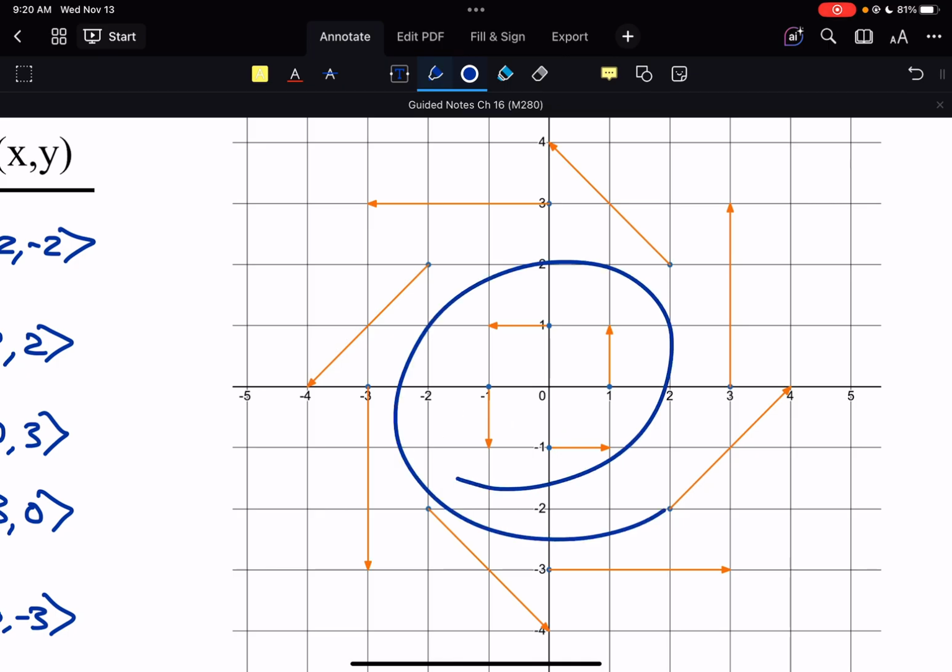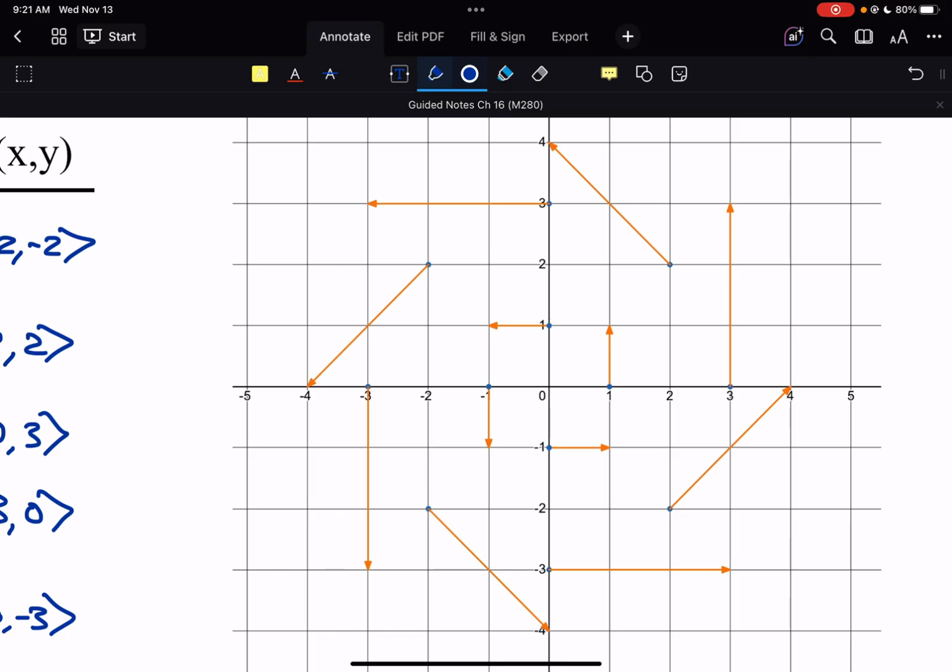It is going this way. It's kind of spiraling around like that. And the vectors in the middle are much shorter, right? Representing that it's not moving as quickly or as strongly as it is out here, because these vectors are getting much longer. In fact, this one is 3 times the length of this. And I'm sure as we went out farther, the vectors would get longer and longer.